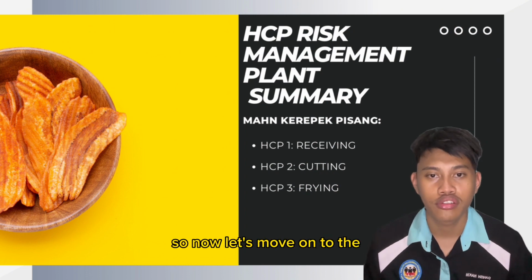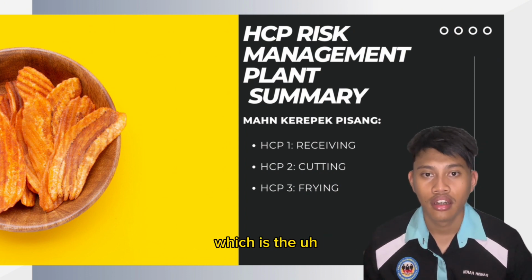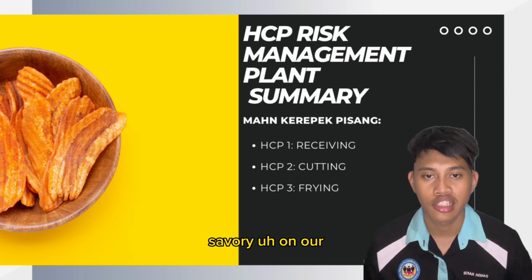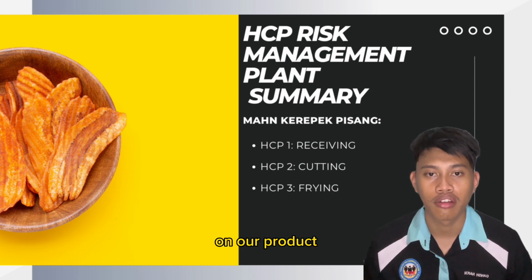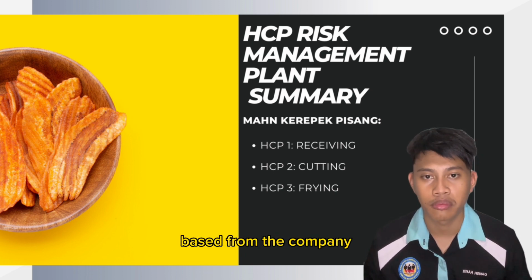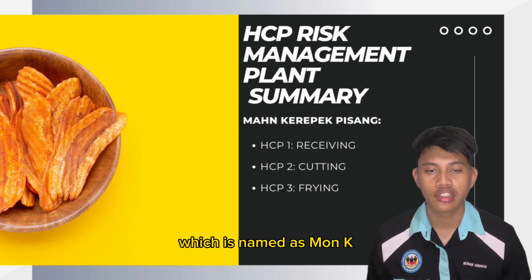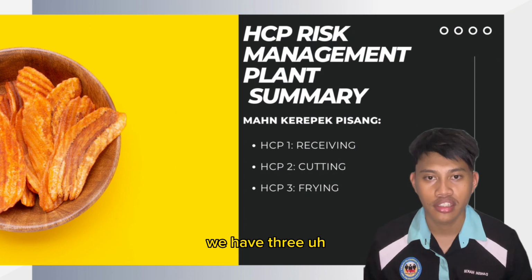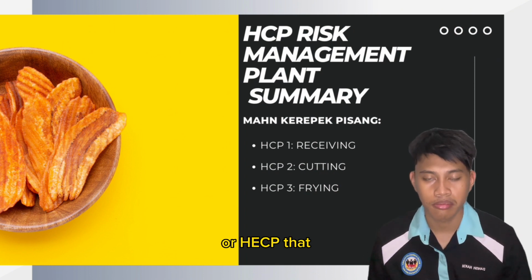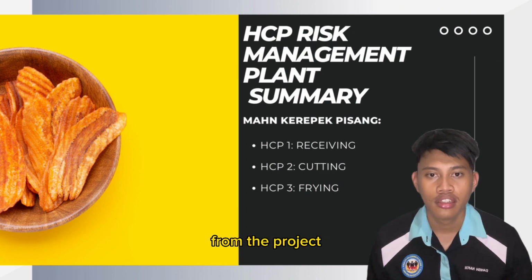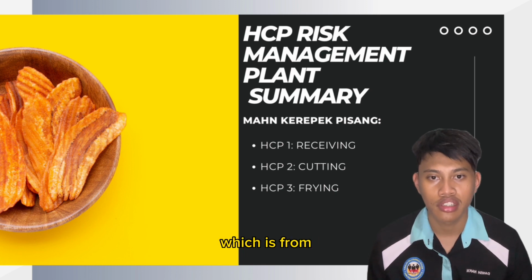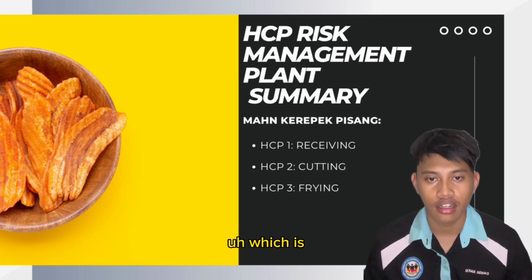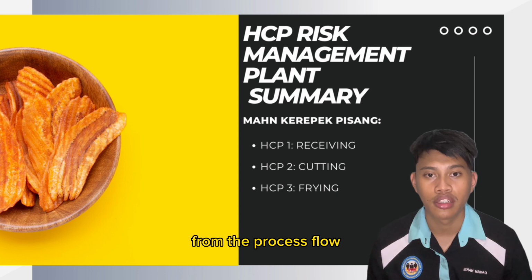So now let's move on to the second item, which is the halal control point plan summary for our product. My product is based on a company that produces banana chips, named Man Keripik Pisang. For the banana chips, we have identified three halal control points, or HCP, from the project. I will start with the first HCP, which is the receiving part, the first step of the process flow.